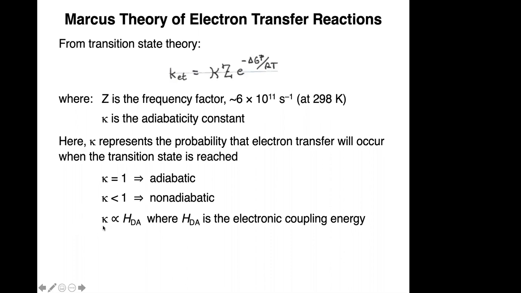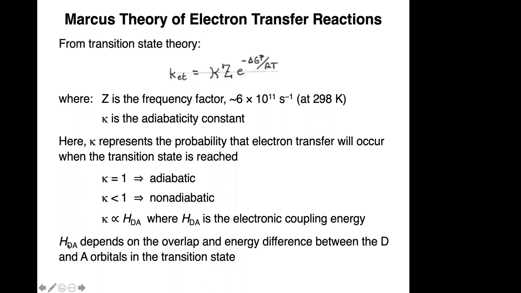So part of Marcus's theory was to recognize that the degree of adiabaticity here is correlated to, or proportional to, an exchange electronic coupling energy, which we call HDA. And this is very similar to an exchange energy when we think about orbital wave functions, right? And the stronger the exchange between the two systems, reactants and products, the greater this will be, and the more likely the reaction will proceed, and the closer to 1 kappa will be.